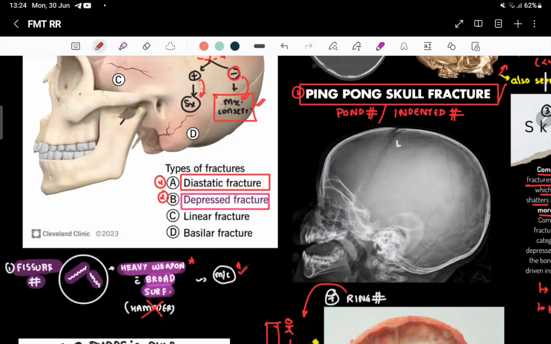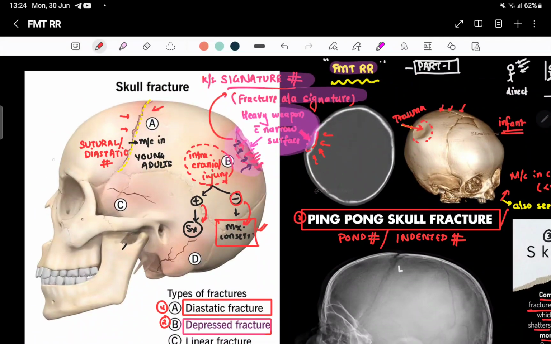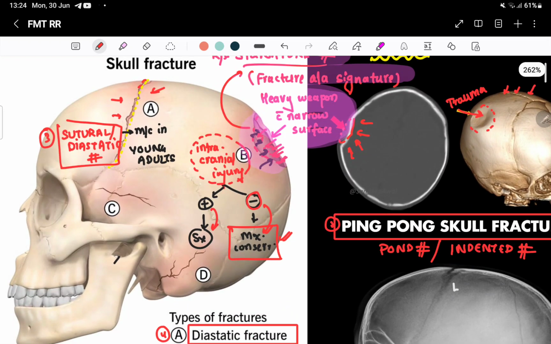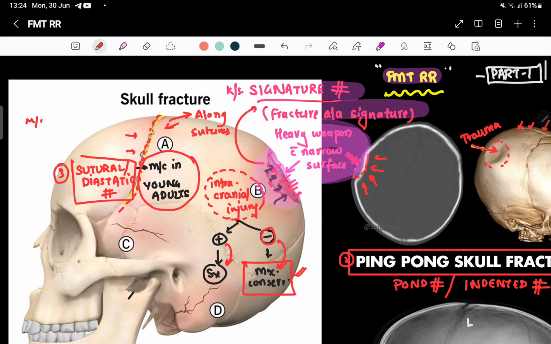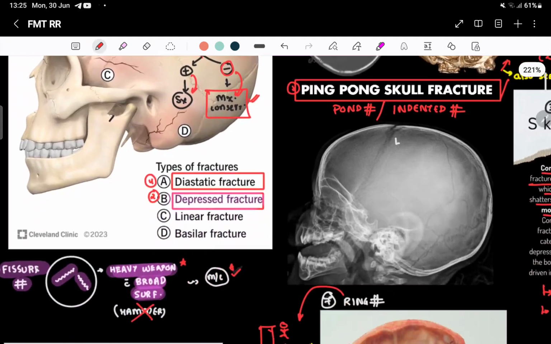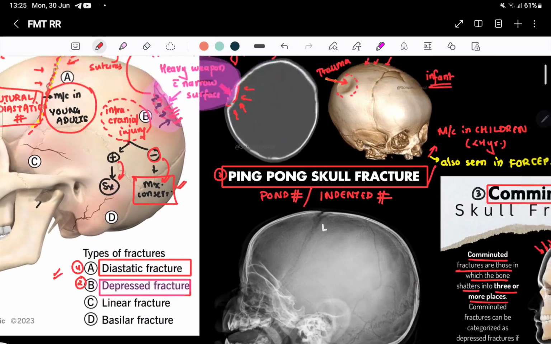Third one. Here, look at this, just sutural or diastatic fracture. So fracture is basically along the sutures. Okay, along sutures. Most common in young adults. Most common overall, which is most common overall? Most common overall is the fissure fracture, but most common in young adults is sutural or diastatic fracture. Okay, then diastatic fracture is done.